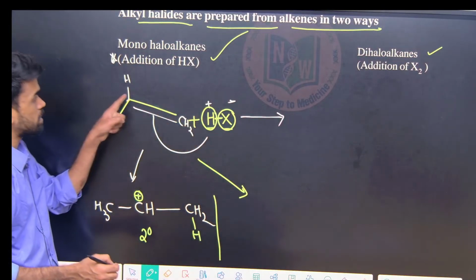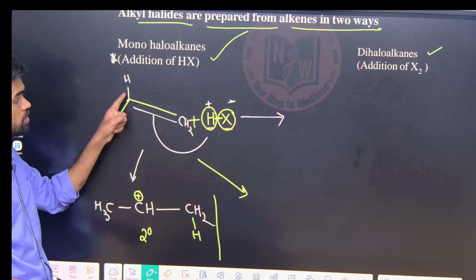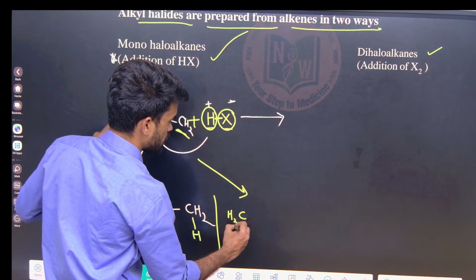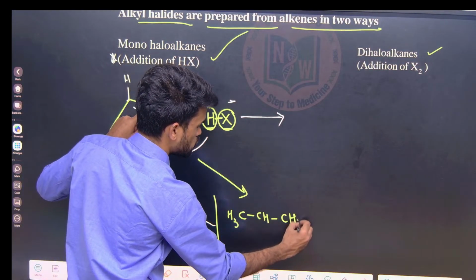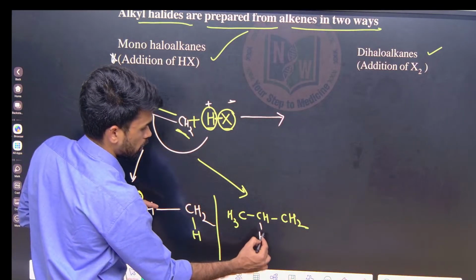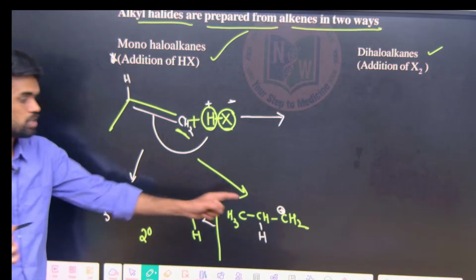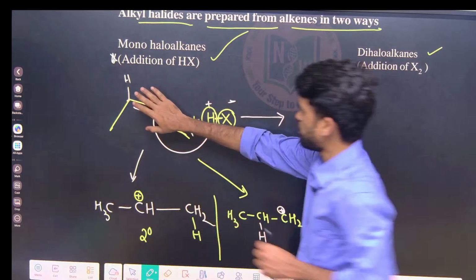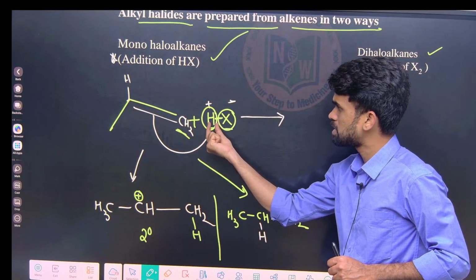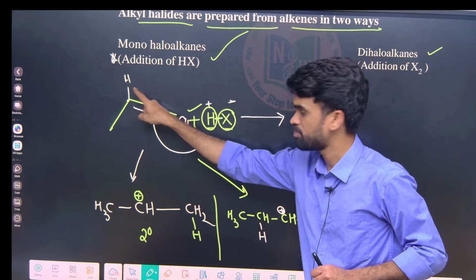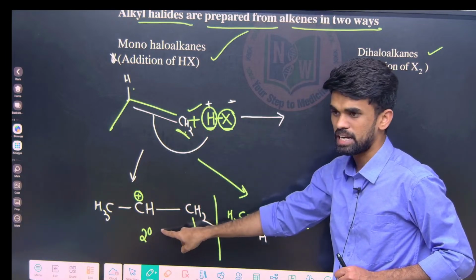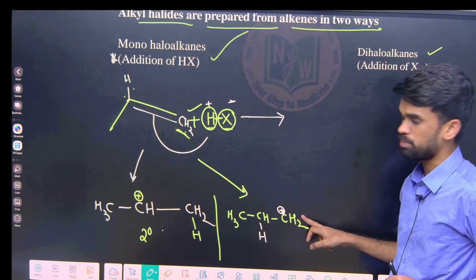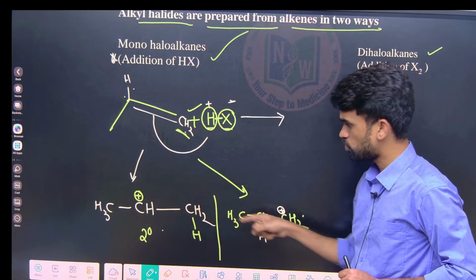Now one more possibility, you tell me. I can add H plus here, and the positive charge generated will be on the terminal carbon. So CH3, CH, CH2, with H plus added here, and plus here. Now tell me, out of these two possibilities, which carbocation is more stable? To the given alkene, I can add H plus either on this carbon or on this carbon. If I add on this carbon, we will get a secondary carbocation. If I add H plus on the other carbon, then you will get a positive charge on this carbon. So out of these two, which is the more stable carbocation?